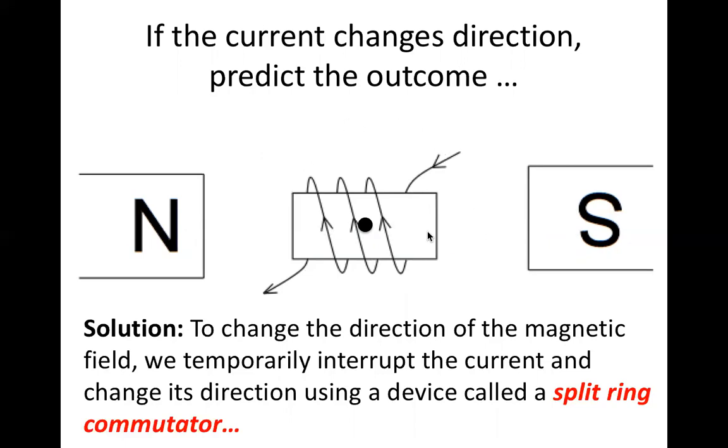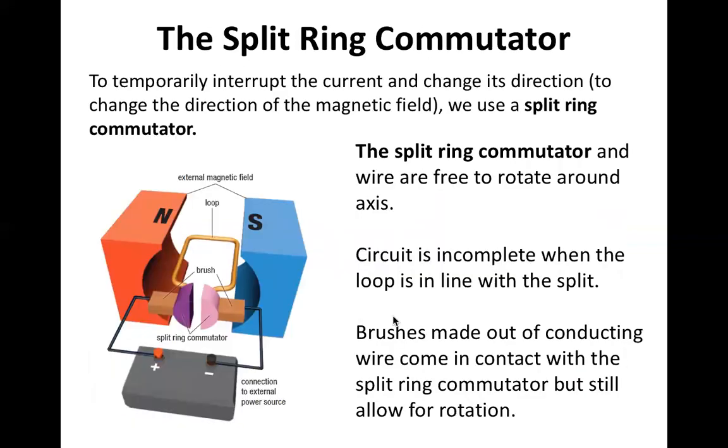And just after that happens, we switch the current again. So we have repulsion, and then a 1/2 turn for attraction, and then we get repulsion again. So the formal solution is that we use a split ring commutator to change the current direction, which changes the magnetic poles.